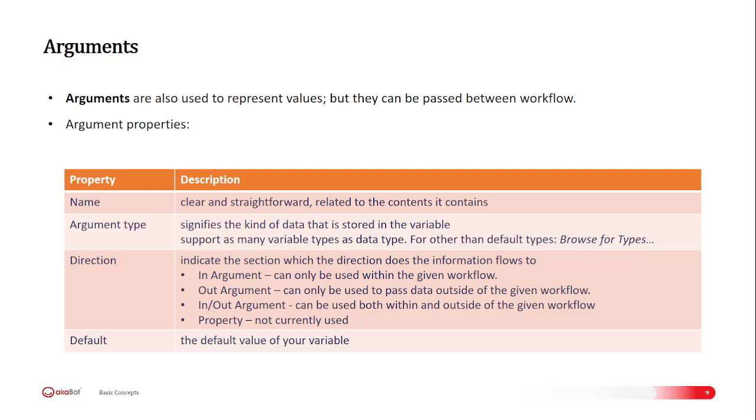Arguments contain the same key property as variable, such as name, type, and default value. What sets them apart is a direction property, which defines how data flows. In argument passes data into the workflow but cannot send data back out. In contrast, out argument passes data out of the workflow but cannot receive data. And in out argument can transfer data both ways, allowing flexibility within and across workflows. By using argument effectively, you can create workflows that are more dynamic, connected, and reusable.